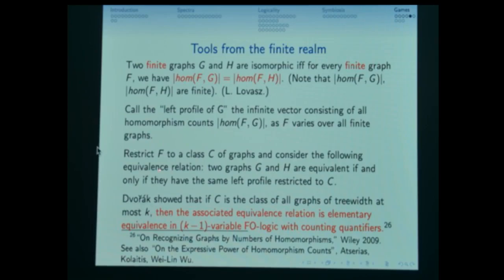Restricting F to a certain set of graphs C, let's consider the following equivalence relation. Two graphs are equivalent if and only if they have the same left profile restricted to C. So Dvořák showed that if we take the class of all graphs of tree width at most k, then the associated equivalence relation is elementary equivalence in k minus one variable first order logic with counting quantifiers. So they actually are thinking about this question.